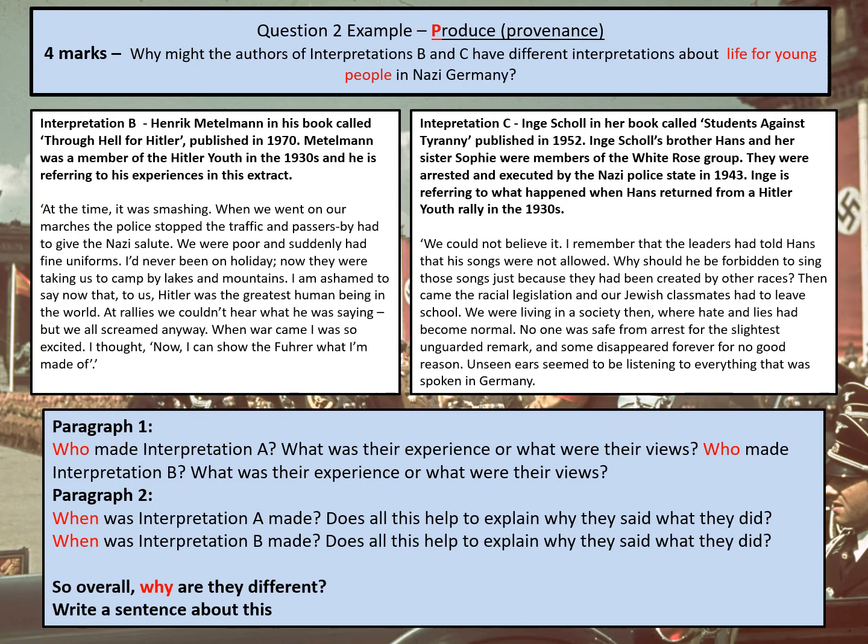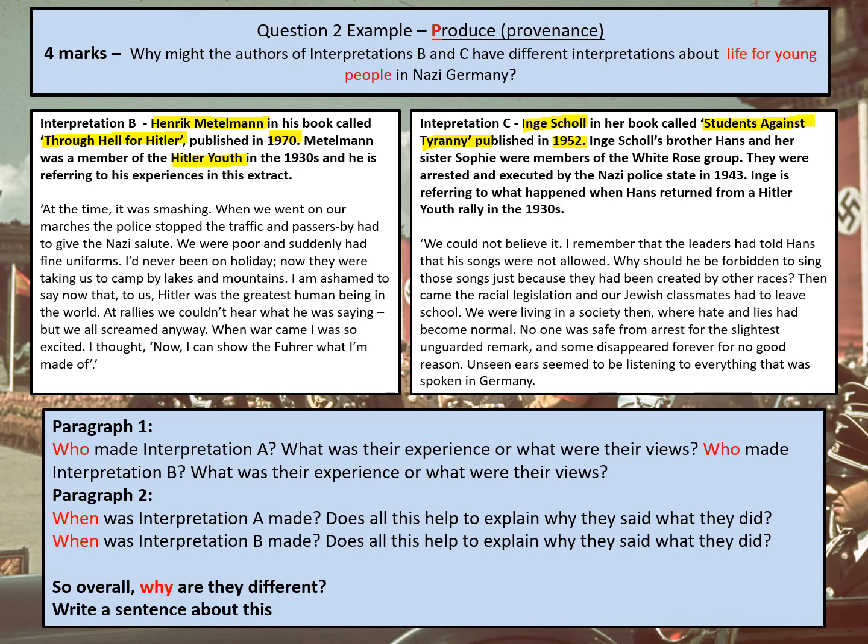So basically, if we look at interpretation B, this is the more positive one. This one is from Henrik Metelmann. He's talking in a book which is called Through Hell for Hitler, and it was published in 1970. He was also a member of the Hitler Youth. So there's some key things about him from the provenance. The second one, Inge Scholl, she's basically somebody who was writing in 1952. Again, she's writing a book called Students Against Tyranny.